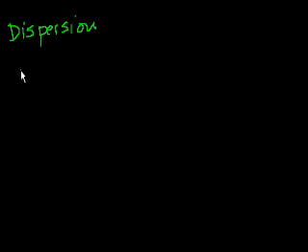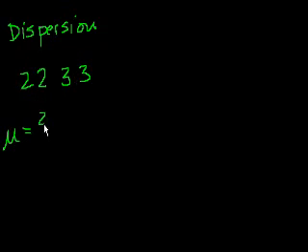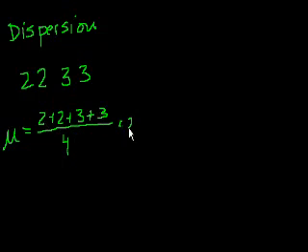So let's say I have one set, and let's say it is a 2, 2, 3, and 3. And let's say this is a population. Let's just deal with population means and population dispersions for now. So what's the mean here? The mean here is going to be 2 plus 2 plus 3 plus 3, all of that over 4. And what is that? That's equal to 2.5, right? 4 plus 6 divided by 4, right? That's equal to 2.5.